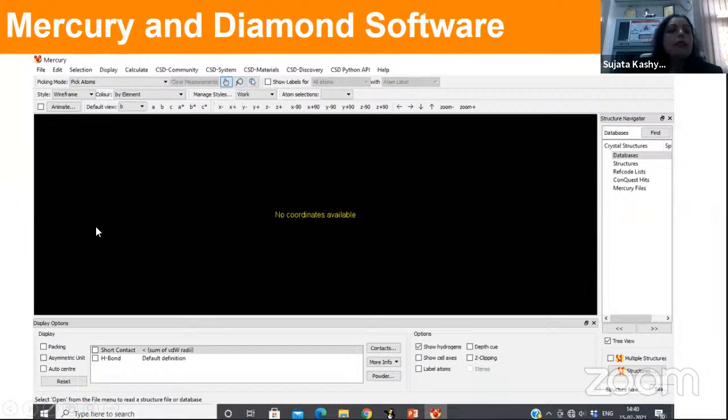See, after refinement, we see these parameters R1 and WR2. This will give an idea of how much we can rely on our data.